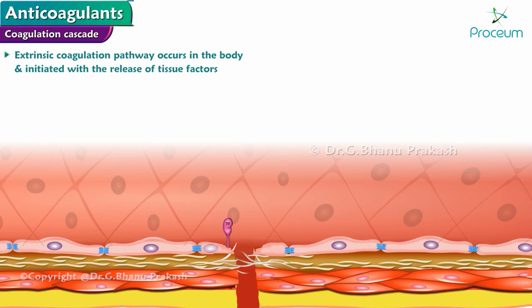The extrinsic coagulation pathway occurs in the body and is initiated with the release of tissue factor. The tissue factor with factor 7A converts factor 10 to 10A, the first step. Prothrombin, factor 2, is converted to thrombin, 2A, in the presence of factors 10A, 5A, and calcium.